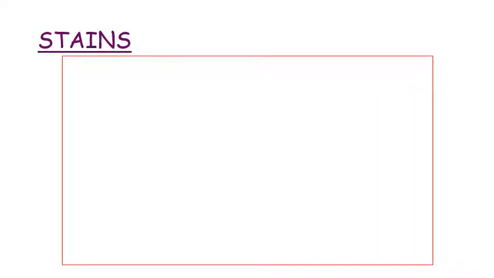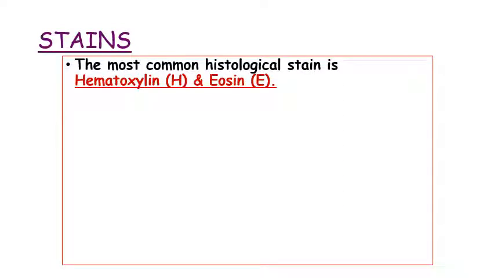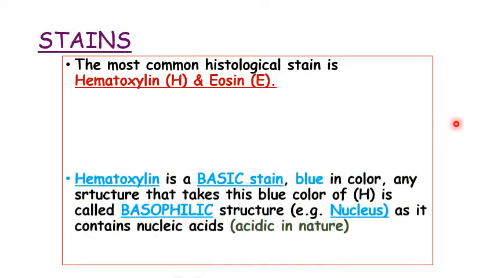When I see a slide under the microscope, it should be stained. The most common histological stain for the light microscope is called hematoxylin and eosin. H stands for hematoxylin, E stands for eosin. From its name, this stain is formed of two chemical components. Why? In order to see two different natures of components. One of them will stain acidic components while the other stains basic components.